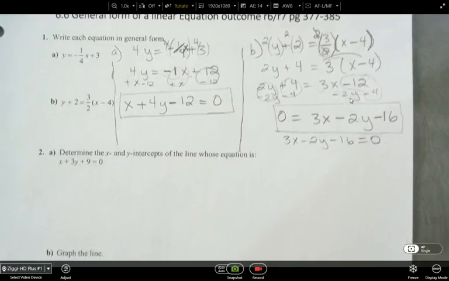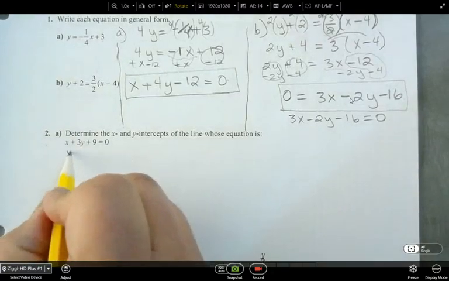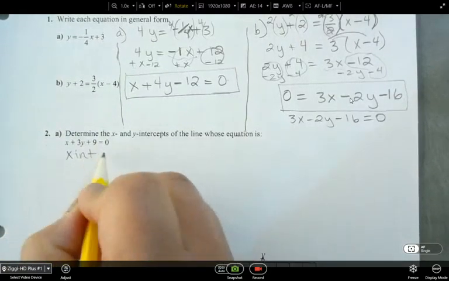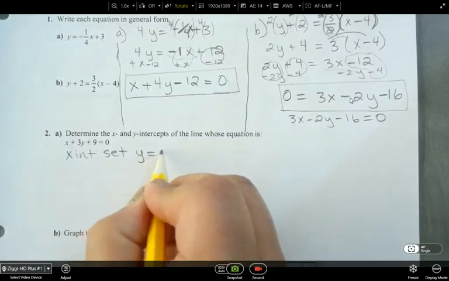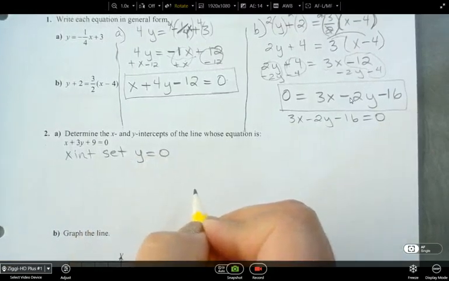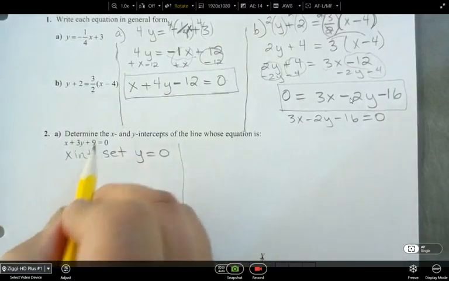Okay, next question. We're going to look at determining the x and y intercepts for question 2 here. Now, what do you remember about x and y intercepts, horizontal and vertical intercepts? So when I'm looking for the x-intercept, what do I do? I set y equal to 0, and then I solve for my x. Okay, so let's do that.